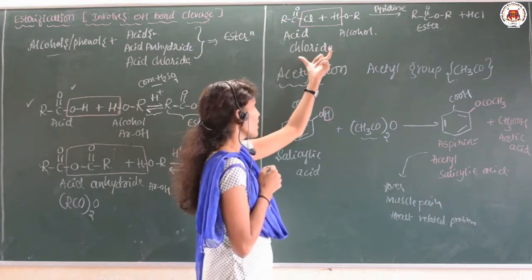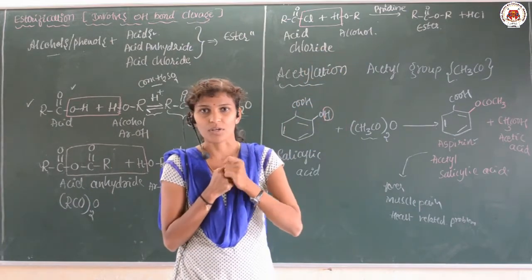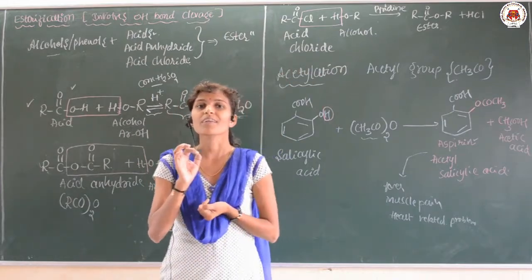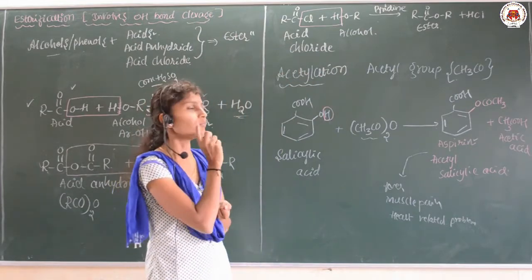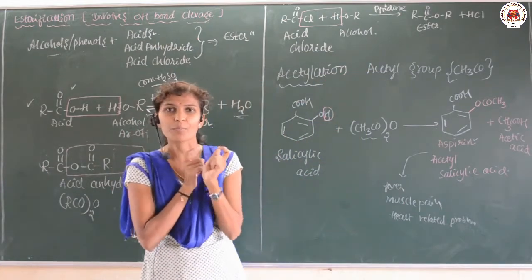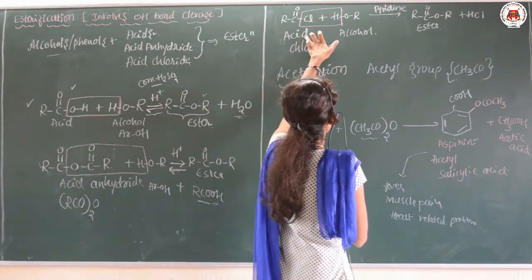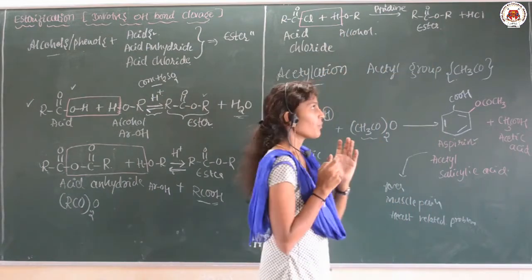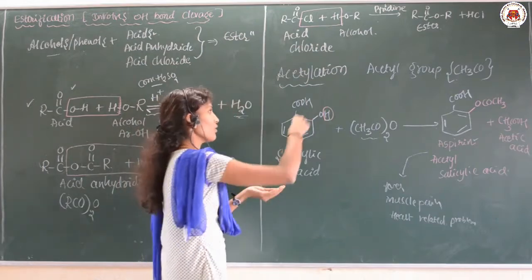And one more thing, acid chloride. Whenever acid chloride is treated with the alcohol in presence of pyridine, here we are taking a base like pyridine, because pyridine can extract the HCl which is formed as a byproduct. So whenever acid chloride is treated with alcohol, there is a formation of the ester.